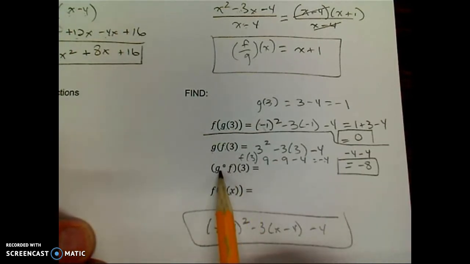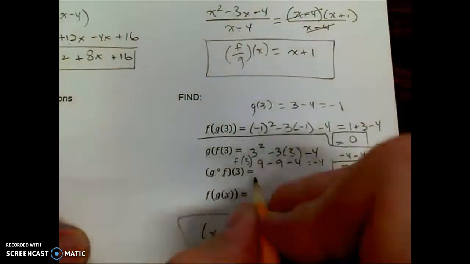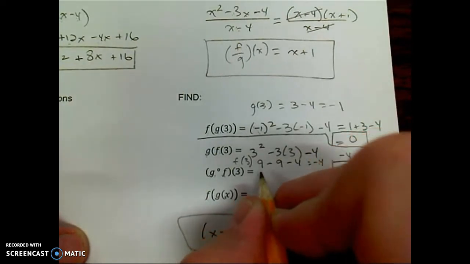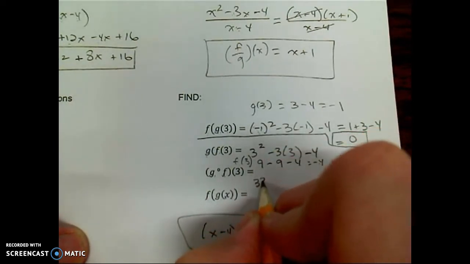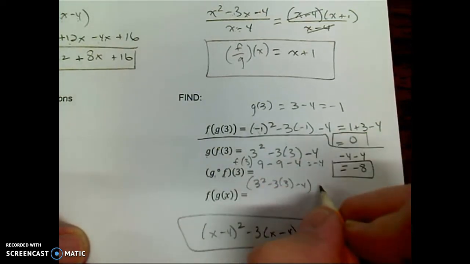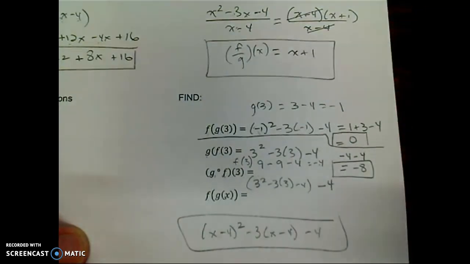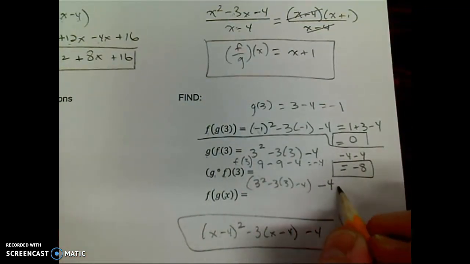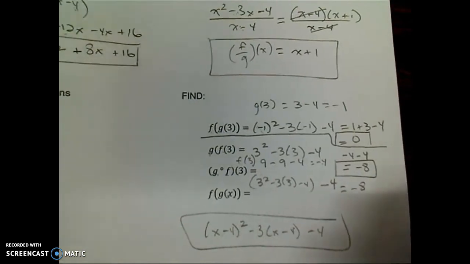Here we compose the two functions, and then 3 is our input. So g of f. So x squared minus 3x minus 4 becomes our x. So 3 squared minus 3 times 3 minus 4, and then minus 4. Also results in a negative 8.